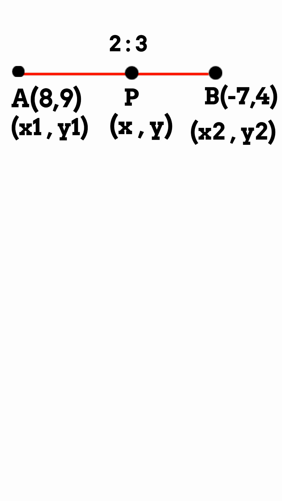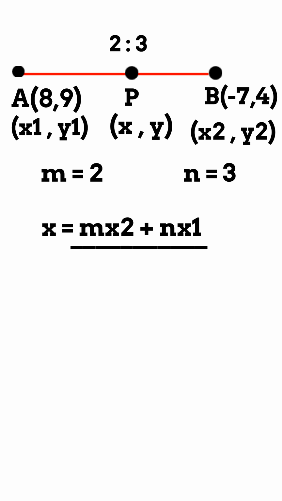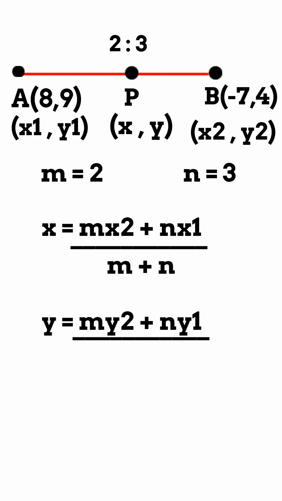The given ratio is 2 is to 3, hence we can say m equals 2 and n equals 3. The formulae for finding x and y are x equals (mx2 plus nx1) upon (m plus n), y equals (my2 plus ny1) upon (m plus n).